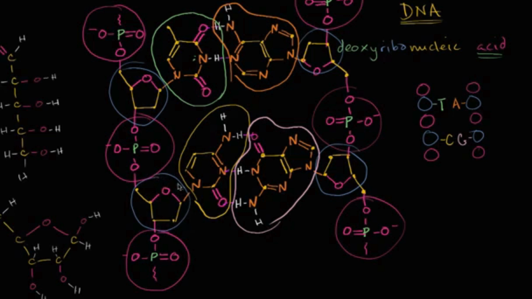Notice the sugars over here, the deoxyriboses, or the parts of the nucleotide that come from deoxyribose. You see the oxygens on the top of the ribose, on the top of these 5-member rings. The oxygen is on top, while on this side, the oxygen is on the bottom.